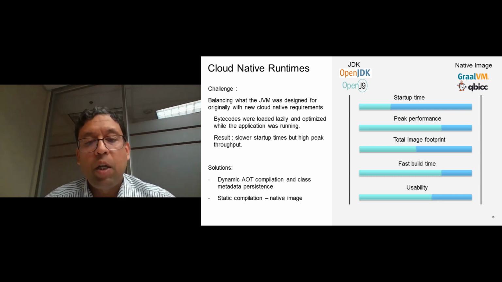So the picture on the right shows kind of where we think these two differing points on the spectrum are. From a startup time perspective, undoubtedly the native image approach scores. It's able to start up applications really fast, but it doesn't do quite as well in terms of peak performance. And this is because it's basically building a statically compiled image. So it loses some of the runtime information that would have allowed us to get excellent peak throughput performance. Also, the amount of time that it takes to build a native image can be quite substantial.